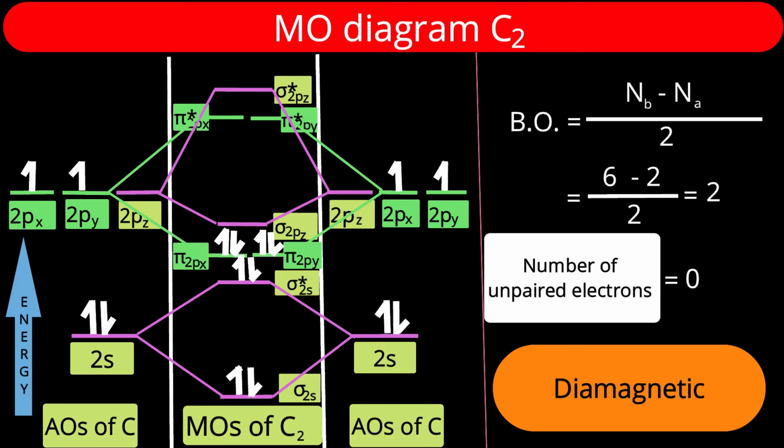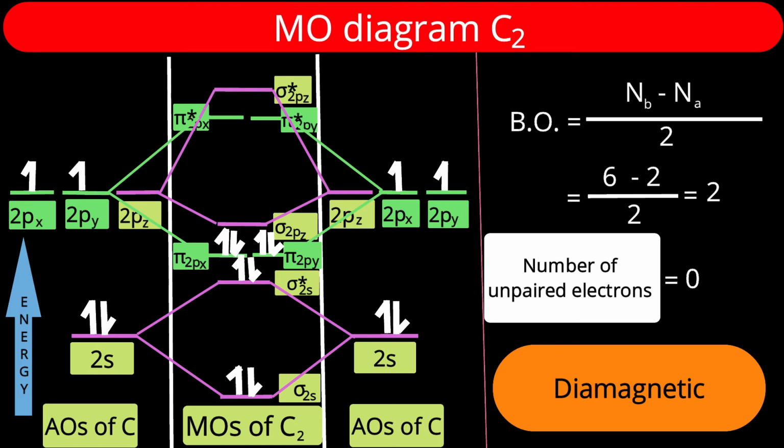Can we find bond order from this? Yes. What's the formula for bond order? Bond order is equal to the number of electrons in bonding orbitals minus the number of electrons in anti-bonding orbitals, divided by 2. How many electrons are there in bonding orbitals? 6. How? In σ2s 2 electrons, and in π2px and π2py 4 electrons. So 6 electrons in bonding orbitals.